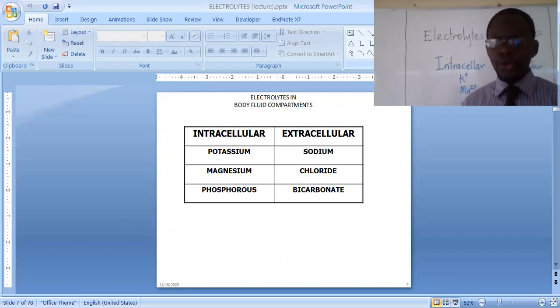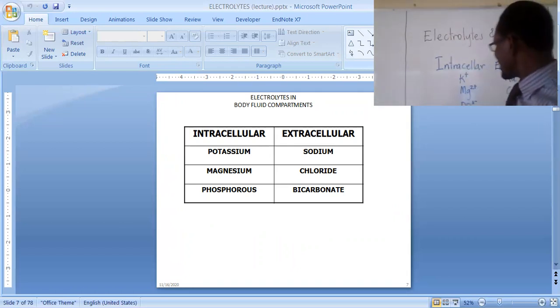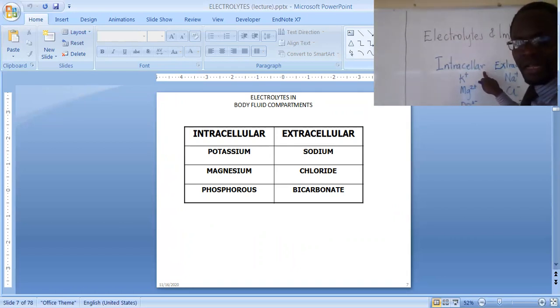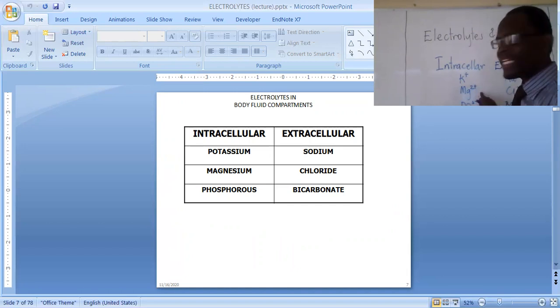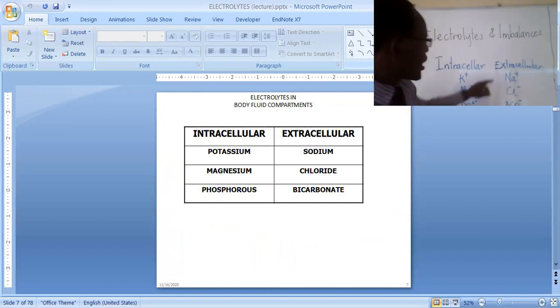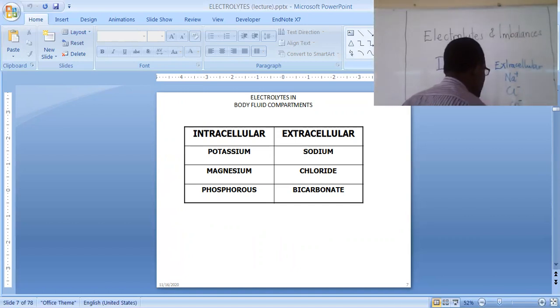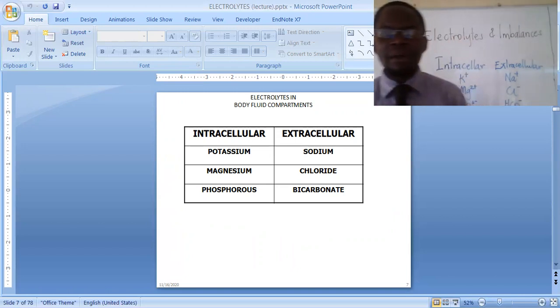So you should know that ions that are found within the cell are potassium, magnesium, and phosphate. And ions that are found outside the cell are sodium, chloride, and bicarbonates. Actually, bicarbonate is written like that. Bicarbonate ions.